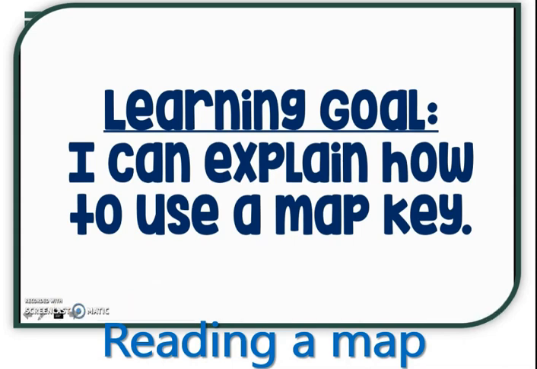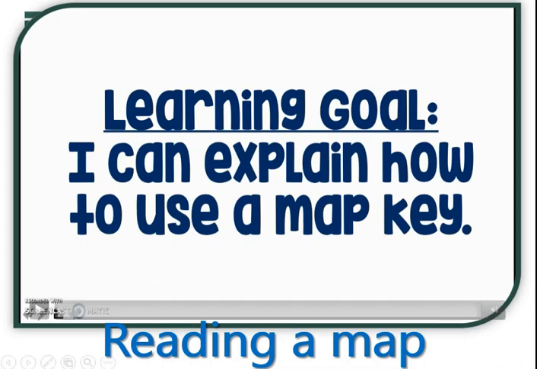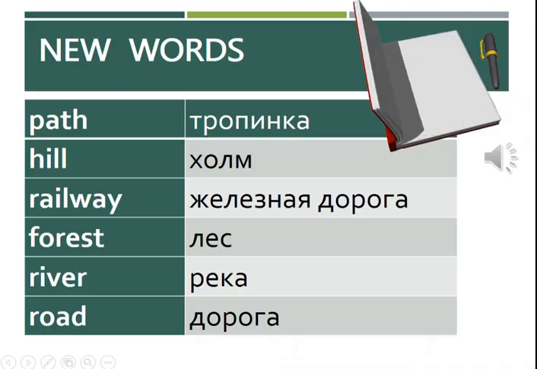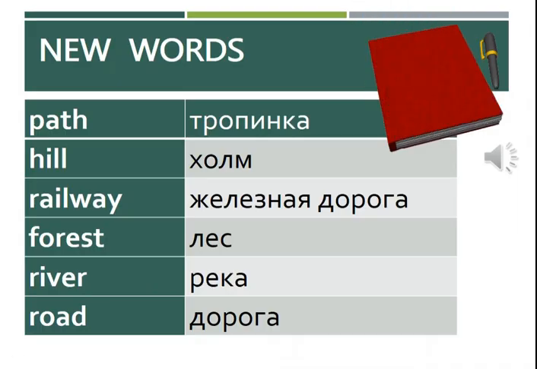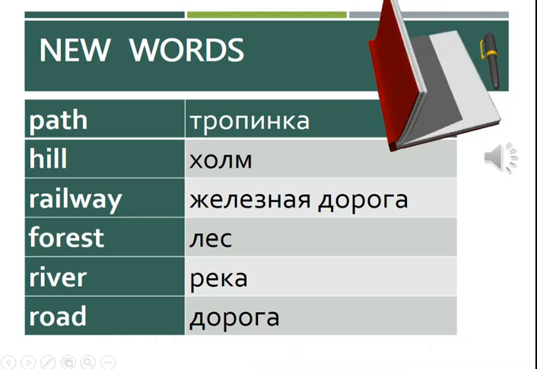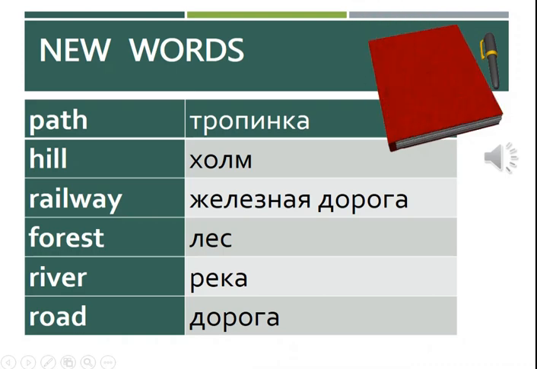Now, students, you know how to use a map key. Let's continue our lesson. There are some new words for you. Listen, repeat, and write them down in your vocabulary copybooks. Path, hill, railway, forest, river, road.